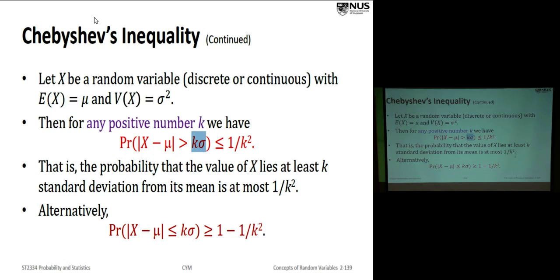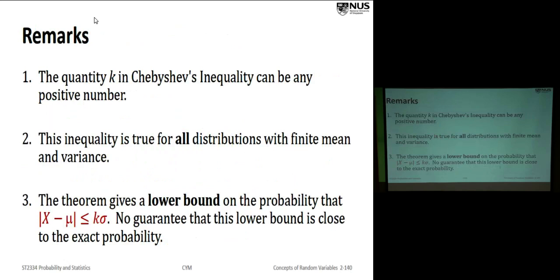Or if you like, you can rearrange this, so 1 minus this probability is lower bounded by 1 minus 1 over k squared. So, some remarks. k can be any positive number. It doesn't matter what k is, so long as it's positive. The inequality is true whatever random variable you have, so long as you have a finite mean and variance, as I said from the beginning.